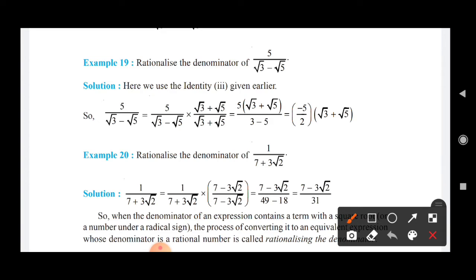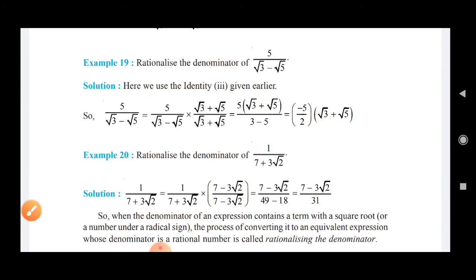If you solve this, you will find 7 square, and 3 root 2 into 3 root 2, so this will be whole square. 7 into 7 gives 49, and if you square 3 root 2, you will find 18. If you deduct 18 from 49, you will find 31, which is a rational number. So in this way you can rationalize the denominator.